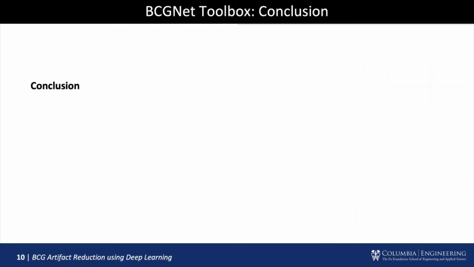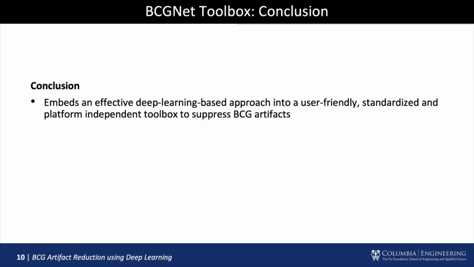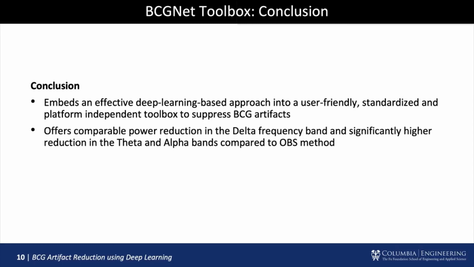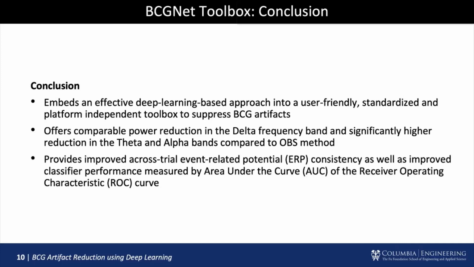In conclusion, BCGNet embeds an effective deep learning-based approach into a user-friendly, standardized, and platform-independent toolbox to suppress BCG artifacts. It offers comparable power reduction in the delta frequency band and significantly higher reduction in the theta and alpha bands compared to the OBS method. It also provides improved across-trial ERP consistency as well as improved classifier performance measured by AUC of the ROC curve.